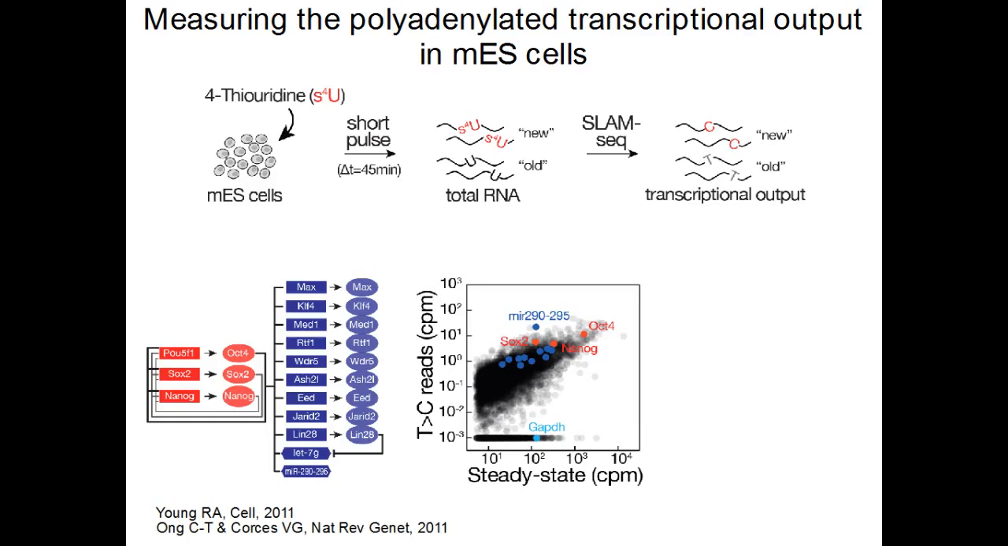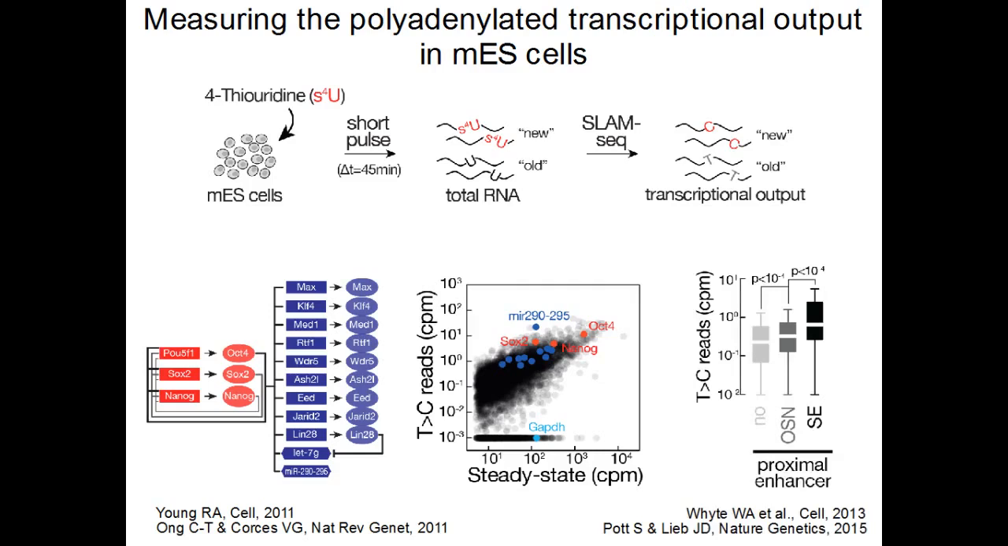Now, to connect these observations to molecular principles of transcriptional gene regulation, we correlated the measured transcriptional output to proximal enhancer loci, which can be classified by their association with the transcription factors OCT4, SOX2, and Nanog. We call these OSN enhancers, as displayed here. This has previously been described by ChIP-seq approaches.